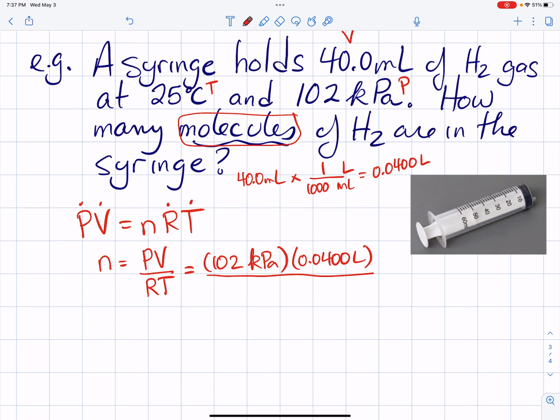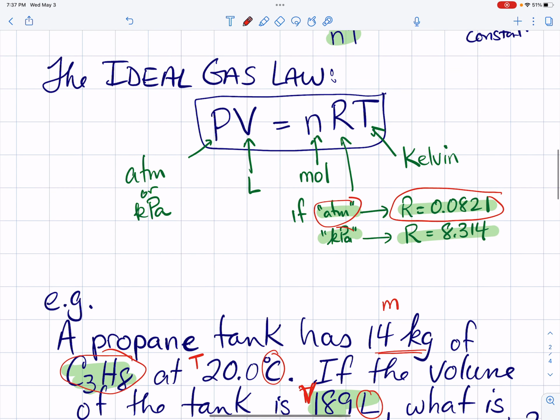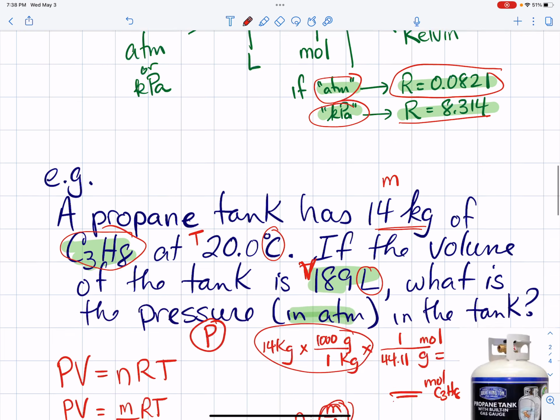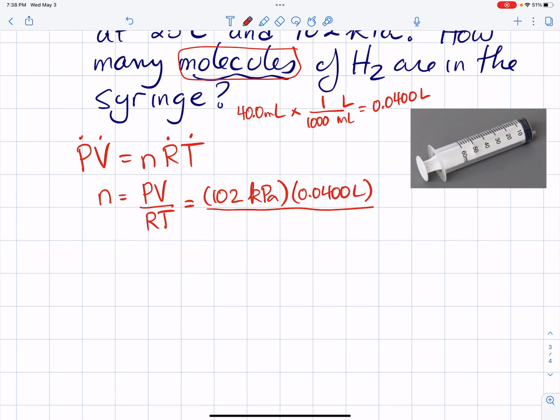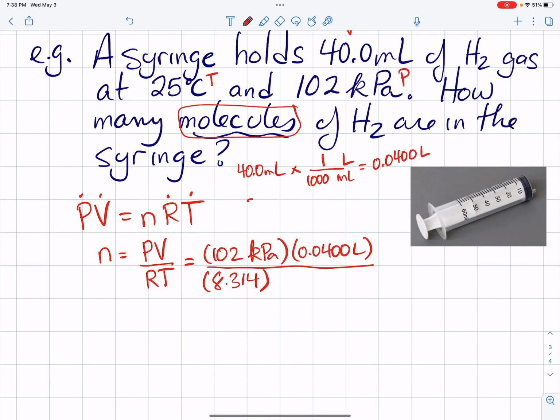If we're using kilopascals for the pressure, we learned earlier that the R value is 8.314. So let's go back here. The R value will be 8.314, and our temperature has to be in Kelvin, but it was 25 degrees. So I'm going to take 25 degrees and add 273. That gives me 298 Kelvin. Put that in here. And we can calculate the moles of hydrogen.